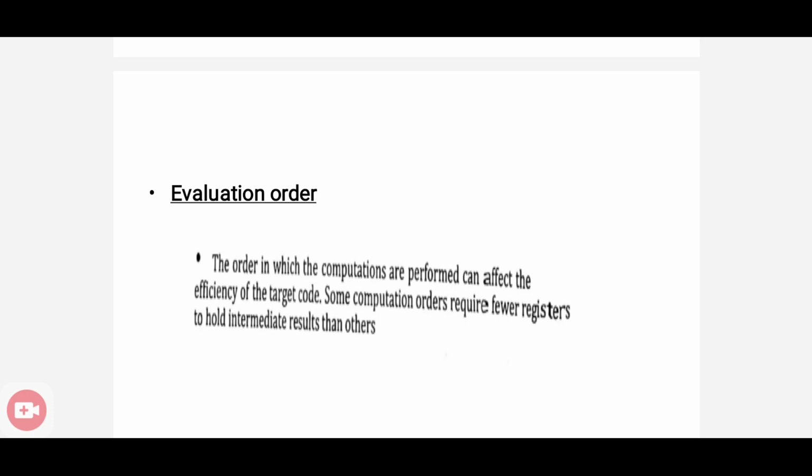So there are six design issues in the design of a code generator. One is input to the code generator, the second one is target program, third is memory management, fourth is instruction selection, fifth is register allocation, and sixth is evaluation order. Okay, thank you.